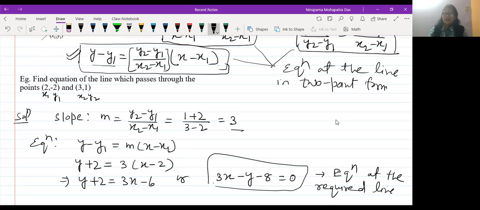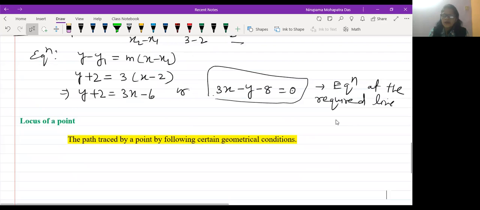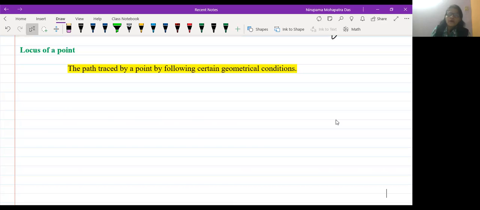So these two forms, which we had planned to study today, we have just finished. Before winding up the class, I want to introduce one good concept: locus of a point. Whenever we say locus of a point, what does it mean? The path traced by a point by following certain geometrical conditions.